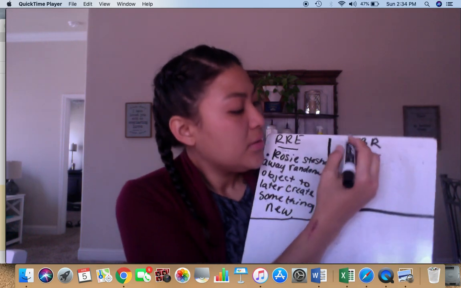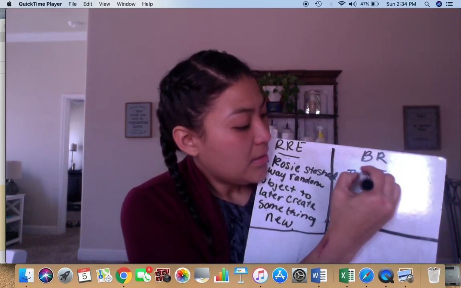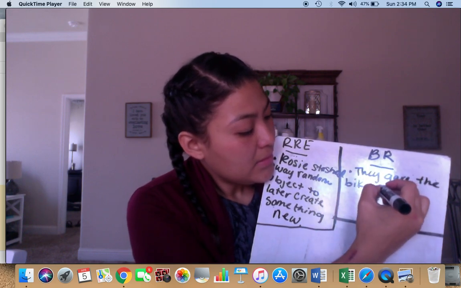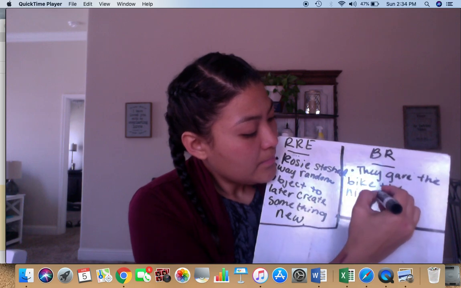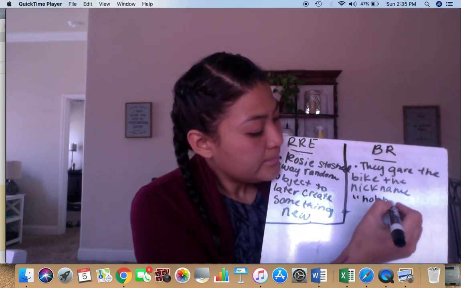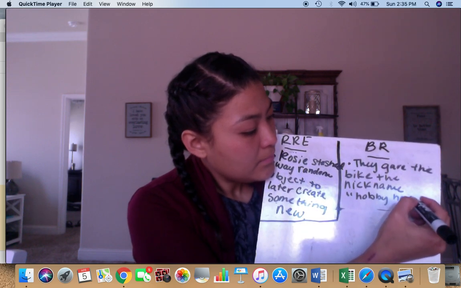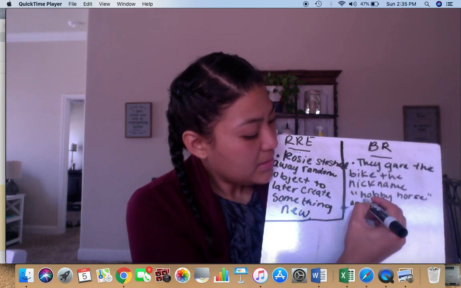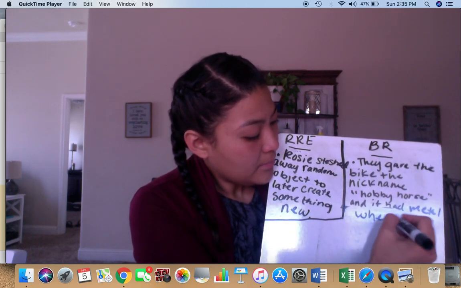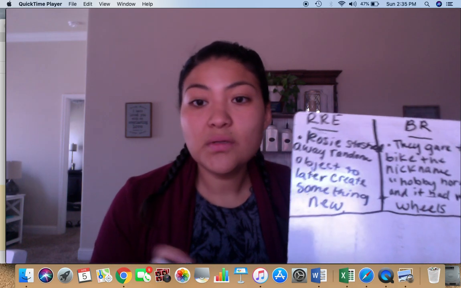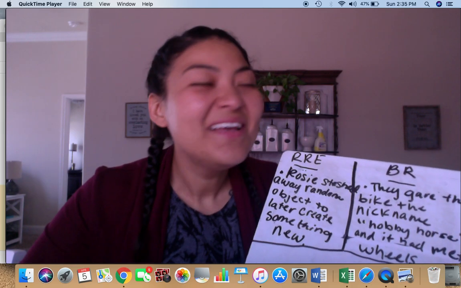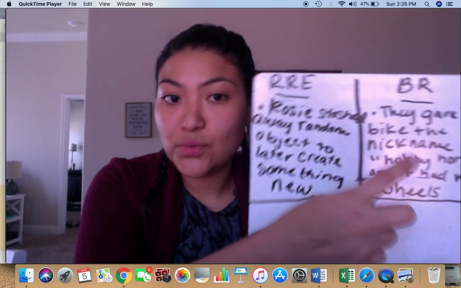So I'm going to write: They gave the bike the nickname a hobby horse? And it had metal wheels. Okay, so those are my details from both of my stories, right?